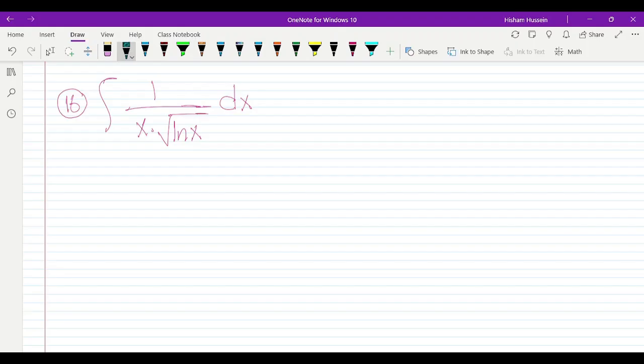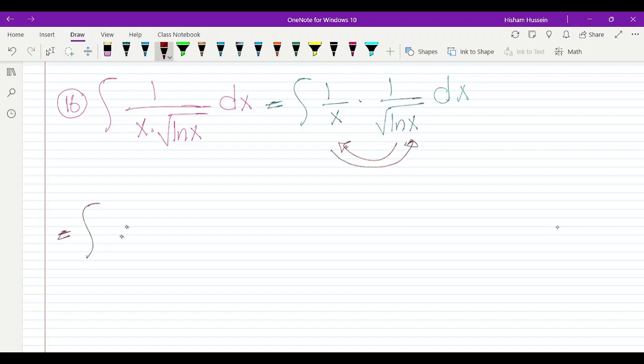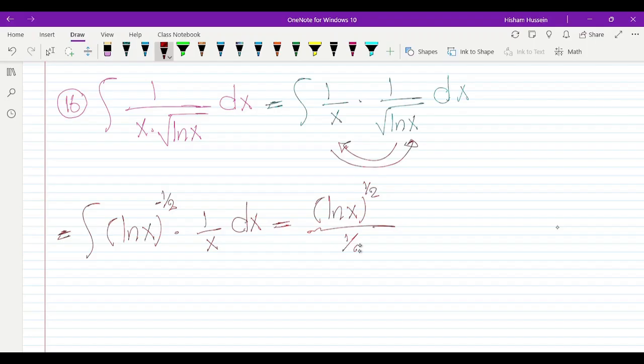Here for this function, do as we did before: integration of 1 over x times 1 over root ln x dx. We can rearrange this product to write it as the integration of ln x to the power negative half times 1 over x dx. Just raise the power by 1, so ln x to the power half, and divide by the new power, plus c.